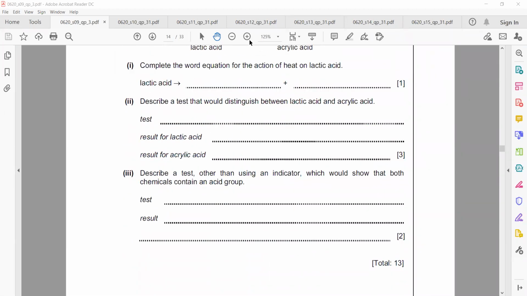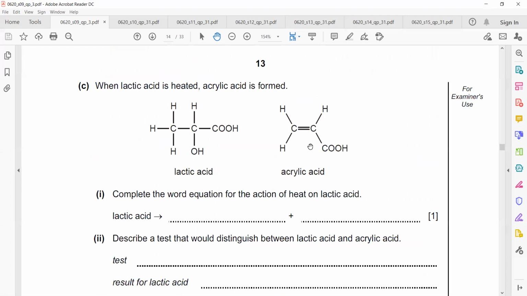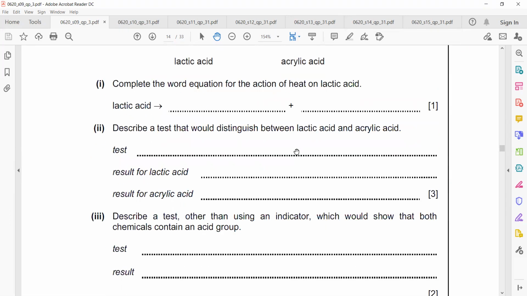The next one: describe a test, other than using an indicator, which shows that both chemicals contain an acid group. How can we show that they are acids? We can add carbonate and it will fizz. You cannot mention methyl orange, because the statement says other than an indicator. So if you want to show the substance is an acid without an indicator, add a metal carbonate. If there is acid, it will give fizz, bubbles or effervescence.